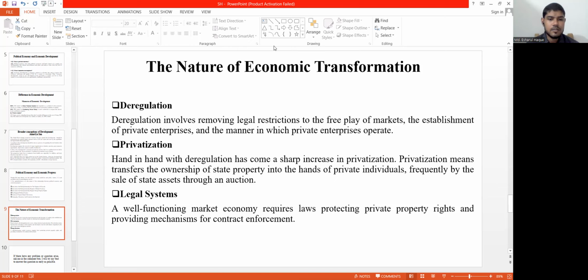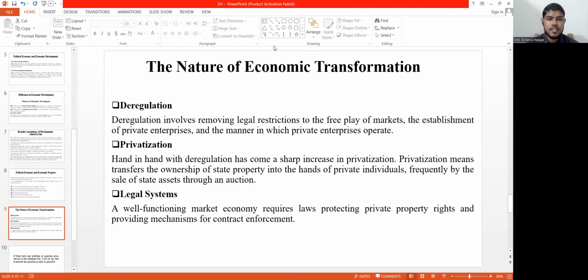Number two, privatization. Hand in hand with deregulation, there must be increased privatization. Privatization means simply transferring the ownership of state property into private hands, or simply selling the state property to private individuals, firms or companies. Privatization is mainly done to increase the efficiency of a sector which is continuously making a loss. Government sometimes privatizes some sectors so that their condition will improve, they work properly, ensure economic growth, and raise revenue in favor of the government.